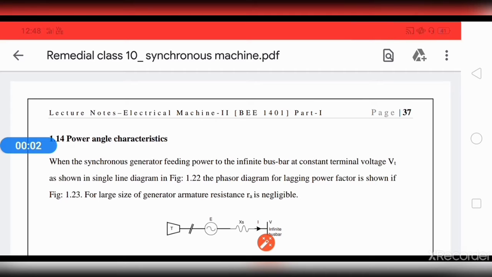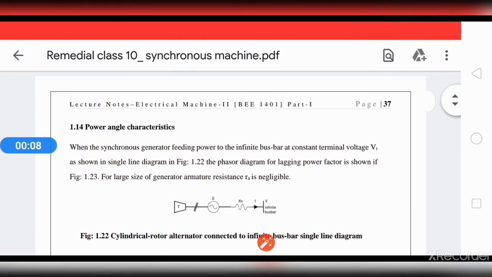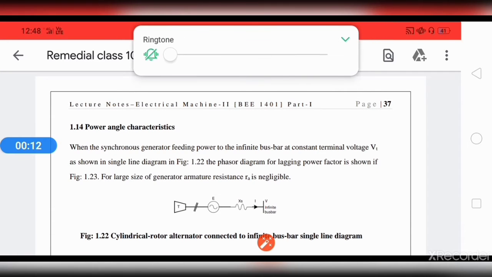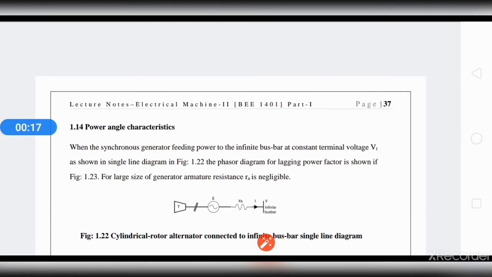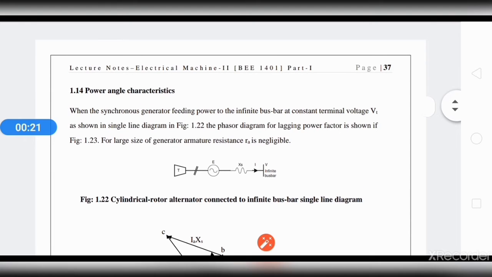Hello everyone. Today we are going to discuss remedial class 10 of synchronous machine: power angle characteristic. What is the power angle characteristic of a synchronous machine? When a synchronous generator feeds power to an infinite bus bar at a constant terminal voltage, it is shown in the single line diagram. The phasor diagram for lagging power factor is shown in the figure.